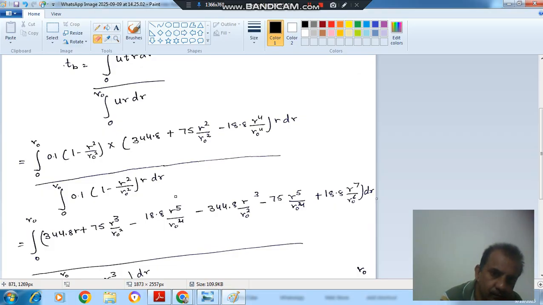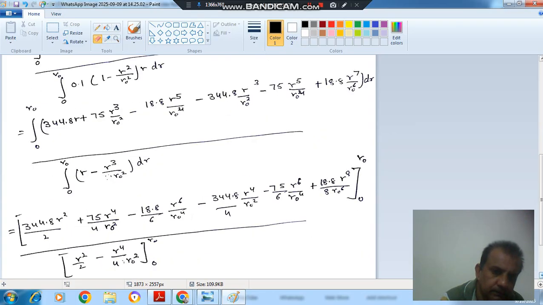Now multiplying with the second term, it will be -344.8 r³/R0², and this will be -75 r⁵/R0⁴ + 18.8 r⁷/R0⁶. And here we can multiply this r with the bracketed term, so it will be (r - r³/R0²) dr, integration from 0 to R0. Now we can perform integration.